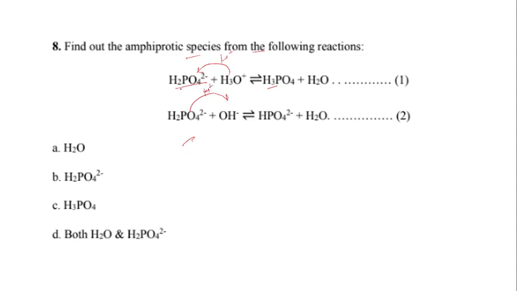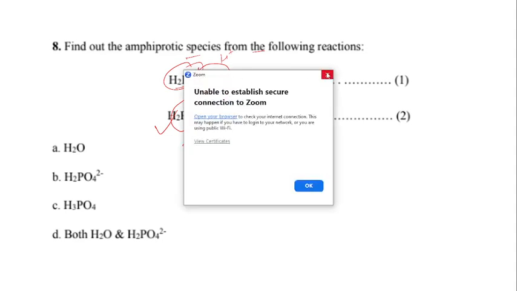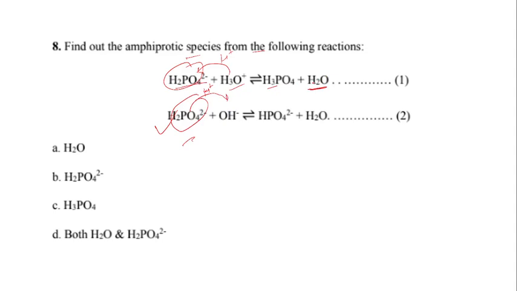Okay, so it is taking and giving, it is taking a proton and giving a proton. So it is amphiprotic, as well as water. Water can give a hydrogen ion, that is, give a proton. And converting to water, so water can give a proton as well as take a proton. Okay, so water is also amphiprotic.